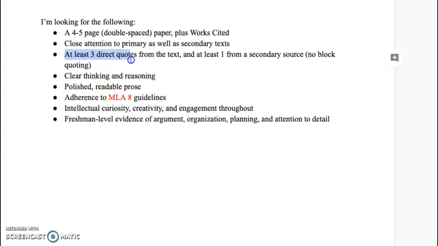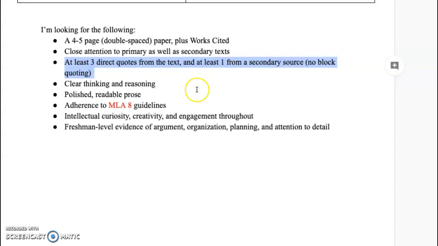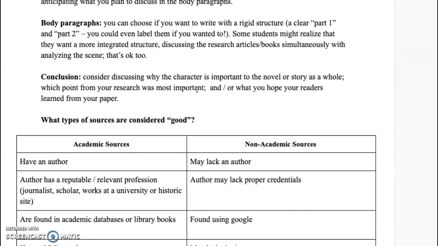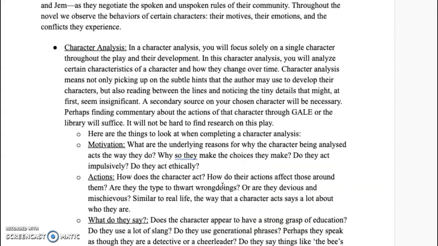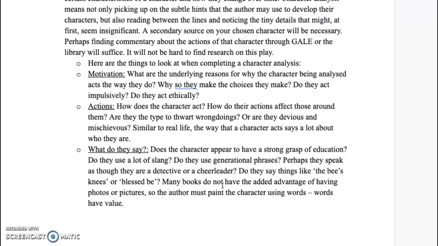You will need 3 direct quotes and 1 quote from a secondary source. So I'm going to say 3 quotes from your To Kill a Mockingbird book and 1 from a secondary source. That's not too much. You'll be able to do it. And this whole assignment sheet is really going to answer any questions you have about the paper.